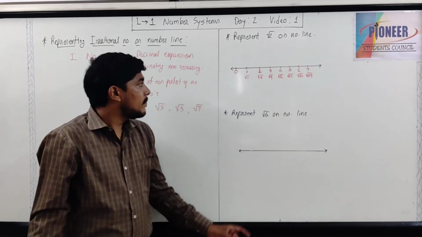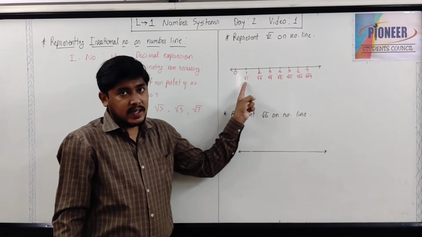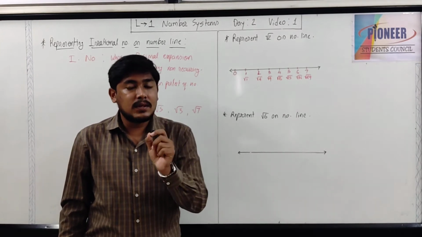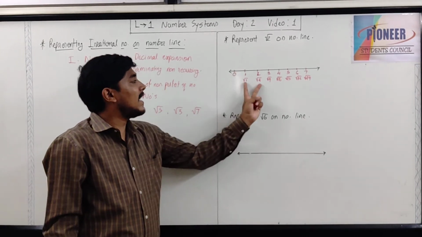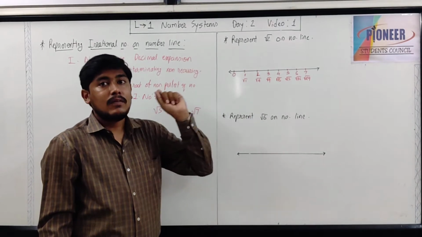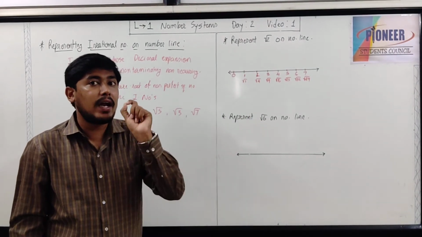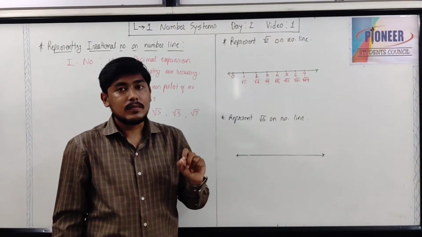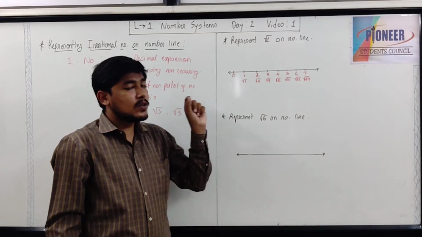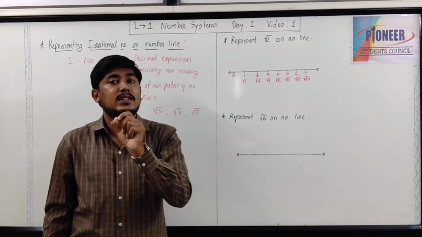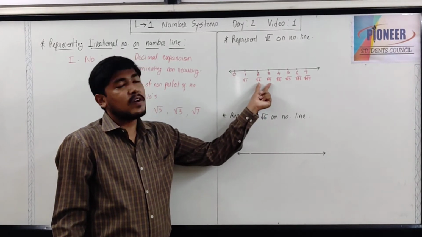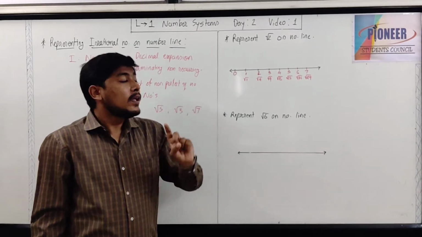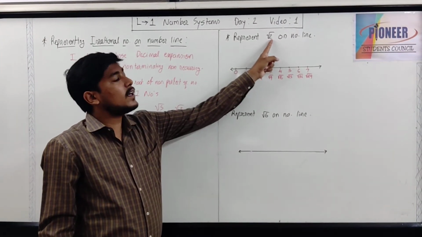Right? It means what? If number 1 is representing root 1 and number 2 is representing root 4, it means the values root 2 and root 3 lie between root 1 and root 4. Root 2 and root 3 lie between 1 and 2. The root values of root 5, root 6, root 7, root 8 lie between root 4 and root 9, that is, between the points 2 and 3. So, if we have to represent root 2 on a number line.